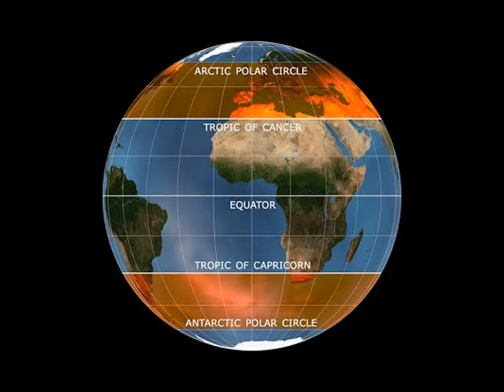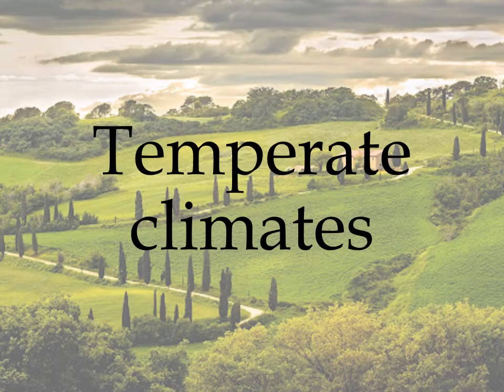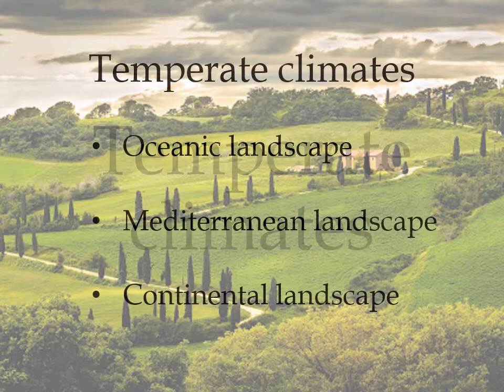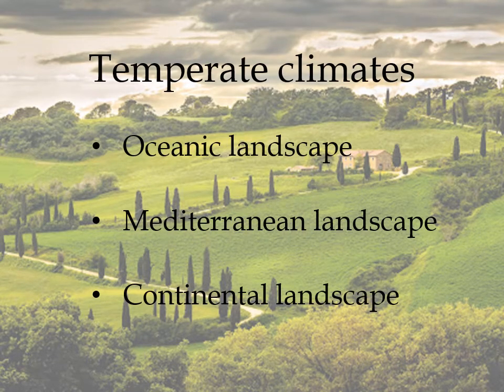According to that, we can distinguish different kinds of climate. We will start talking about the temperate climates. We distinguish three of them: the oceanic, Mediterranean, and continental. We have already explained them, and now we will focus on other aspects more than just the climate: the vegetation, animals, and human activities that are carried on in those areas.